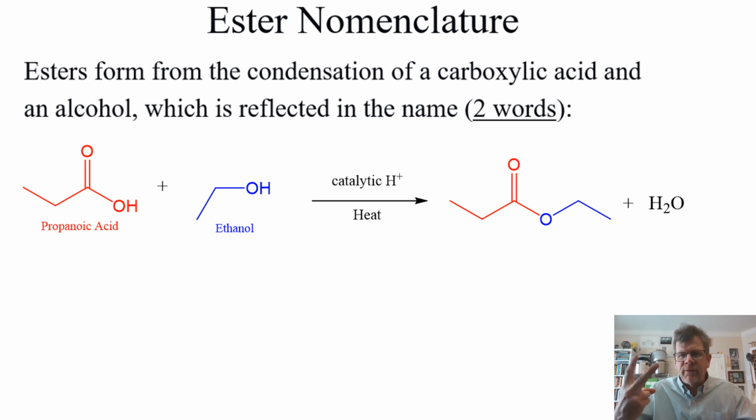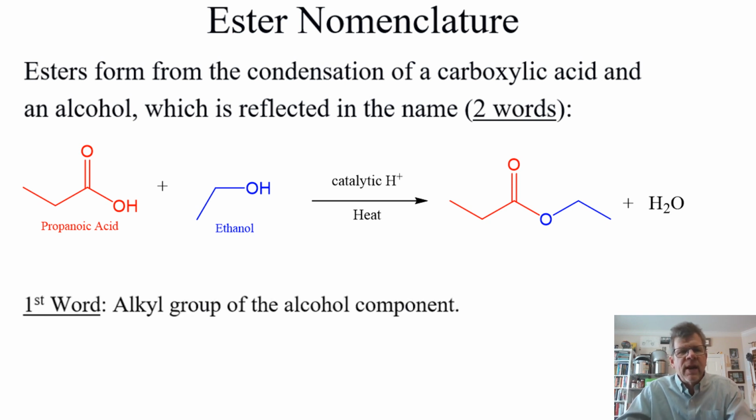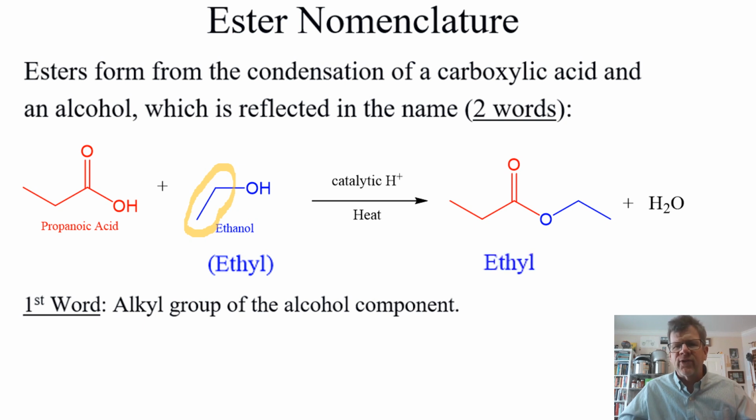So the first word of the two in an ester name is always the alkyl group of the alcohol component. Well, what does that mean? What is that carbon architecture connected to the alcohol? Well, here's the alcohol, and I see two carbons. Therefore, it's ethanol, but that specific alkyl group is ethyl. So ethyl would be that name, and that ethyl is put first in the name of the ester. So we started it out. The first word is ethyl.